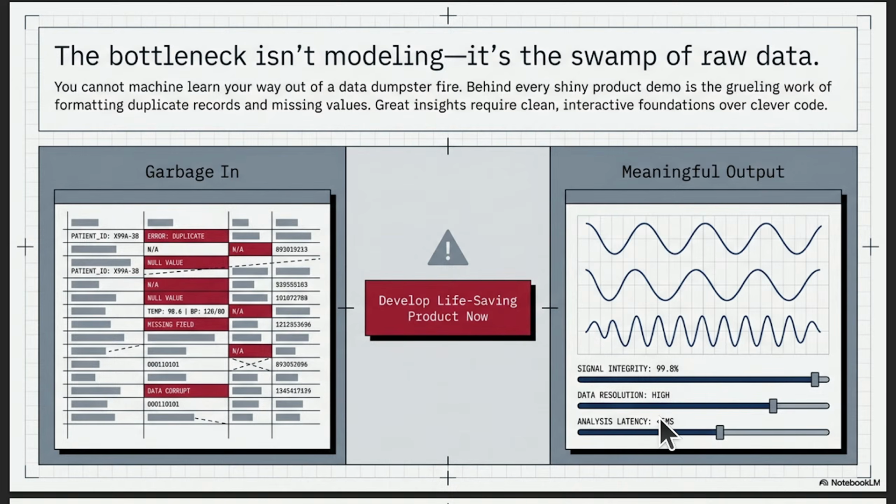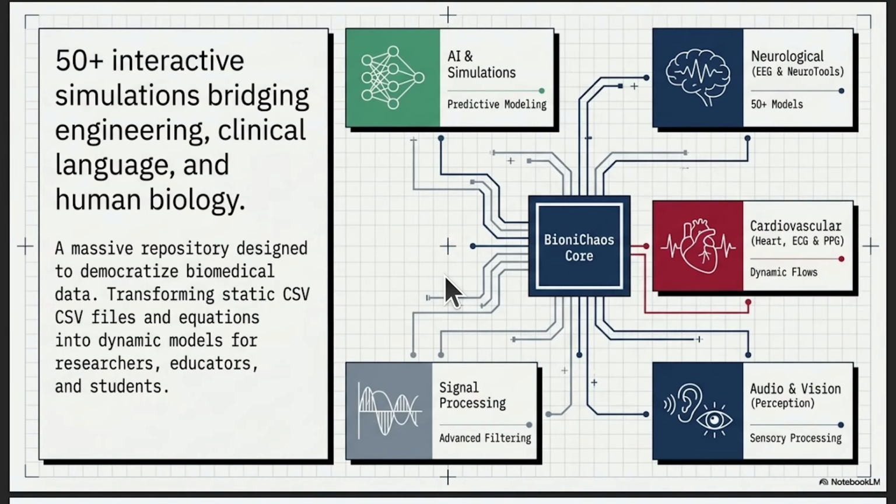Signal integrity, data resolution, analysis latency. Analysis latency, okay. Ooh, 7. It's a bit convoluted. BioniChaos core, cardiovascular, neurological, AI simulations, AI, audio and vision, perception, signal processing. It's actually pretty accurate. I don't know what all the other lines there are for, but okay.